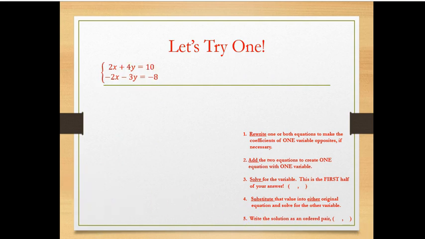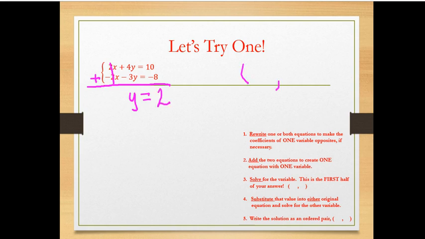Okay? Let's take a look at this one. We check our first step, rewrite one or both equations to make the coefficients of one variable opposites if necessary. We've got 2x and negative 2x if you look at your x variable. So when we add our equations, 2x plus negative 2x, our x terms cancel. 4y plus negative 3y, I'm sorry, 4 plus negative 3y just leaves me with 1y, or y. And 10 plus negative 8 leaves me with positive 2.